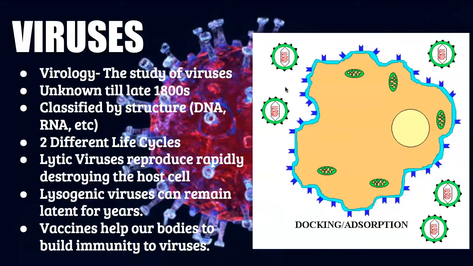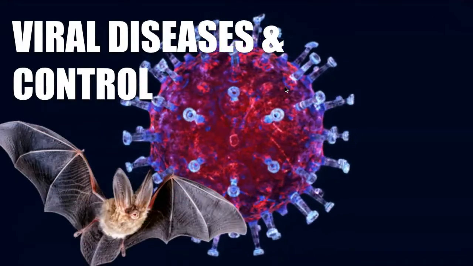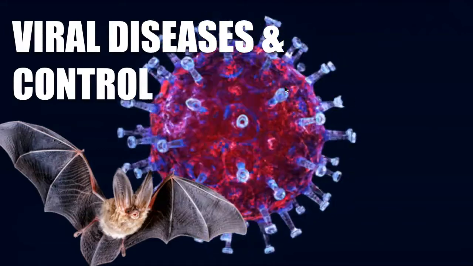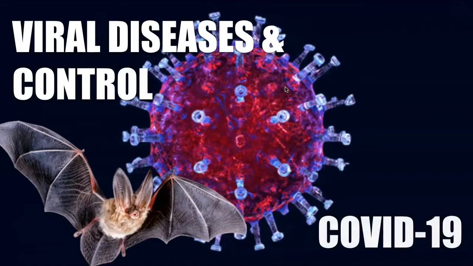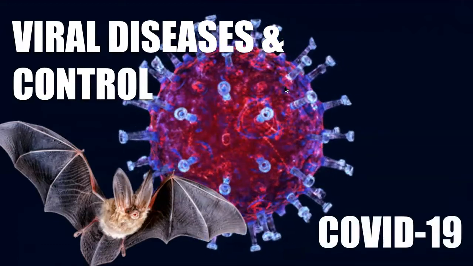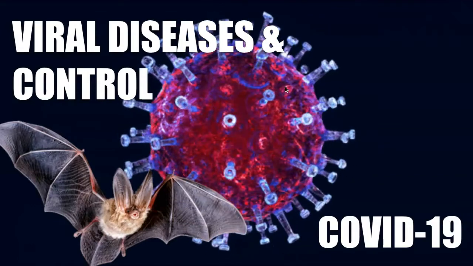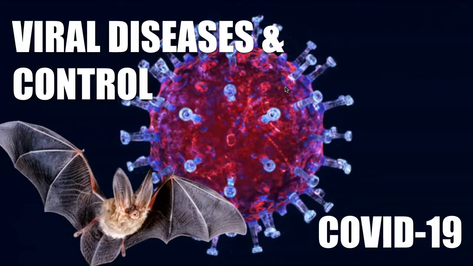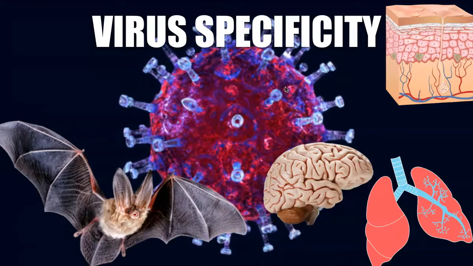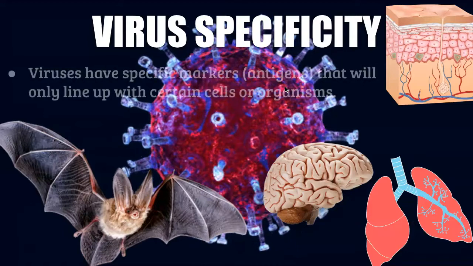But before we do, today's video is going to be discussing what viral diseases are and how we control them. And so before we can really even talk about these viral diseases, including COVID-19, we have to look at where they come from. What is a viral disease? And how is it that they can affect some people but not others? And so for that, we're going to start looking at the virus's specificity. In other words, how it specifically attacks certain parts of the body or certain organisms.